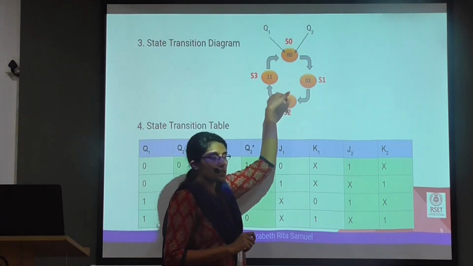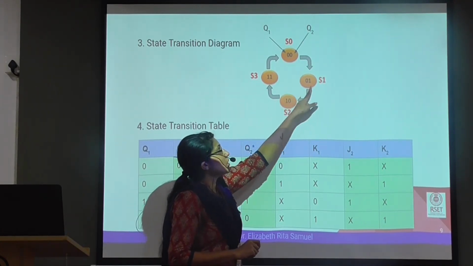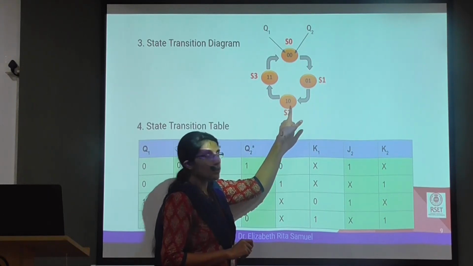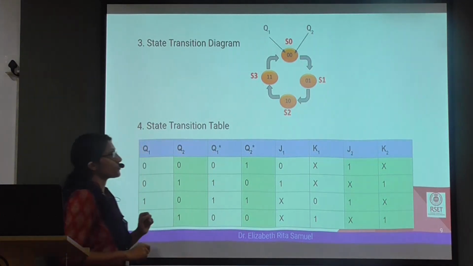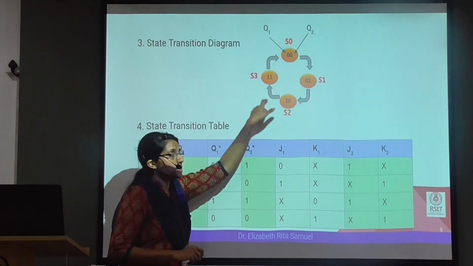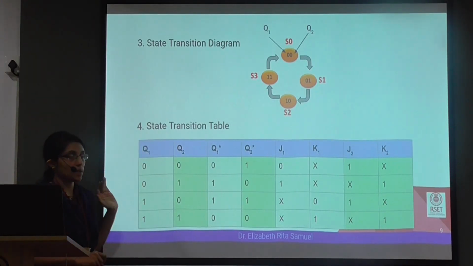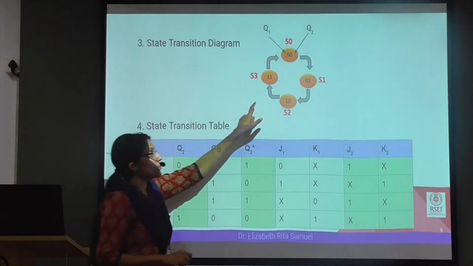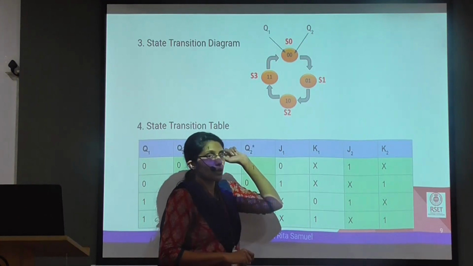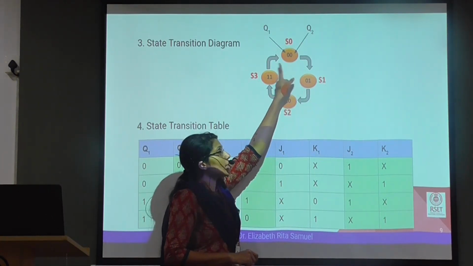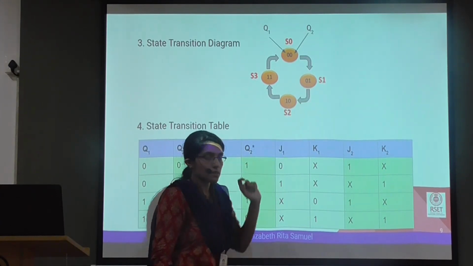So in the state transition diagram, we draw the sequencing of numbers. It goes from 0, 1, then 2, which is 10 in binary, and 3, which is 11 in binary. So with respect to the state diagram, we must be able to write the state transition table. In the state diagram, we know it is 2-bit and the 2 bits we represent as Q1 and Q2. So Q1 and Q2 in state S0 change to 0 and 1 in the next state.